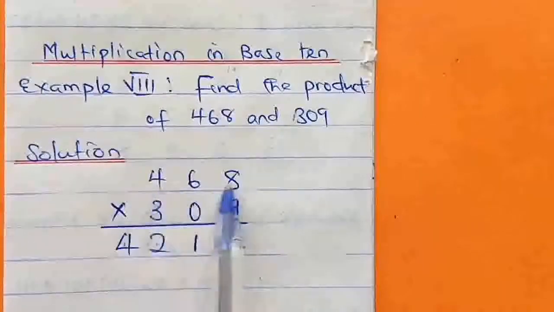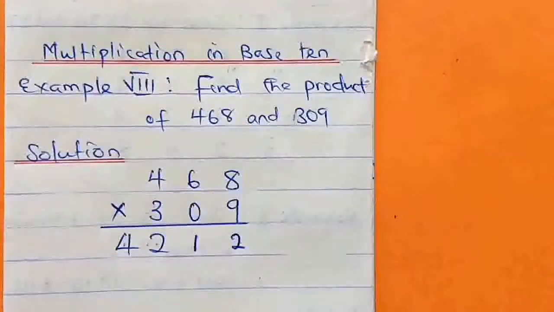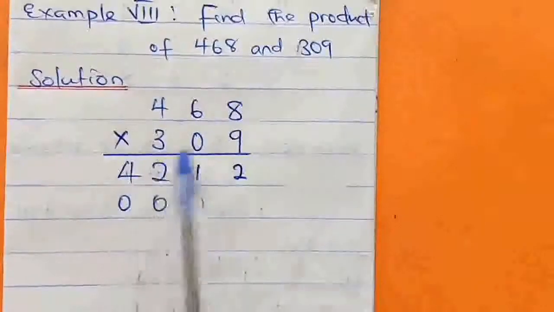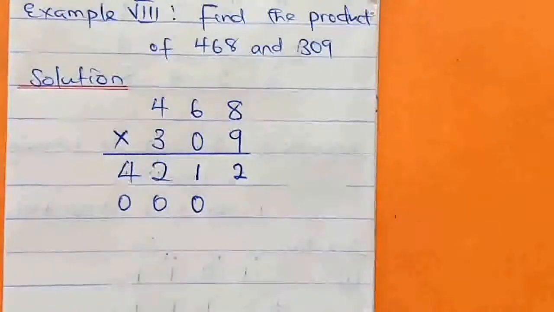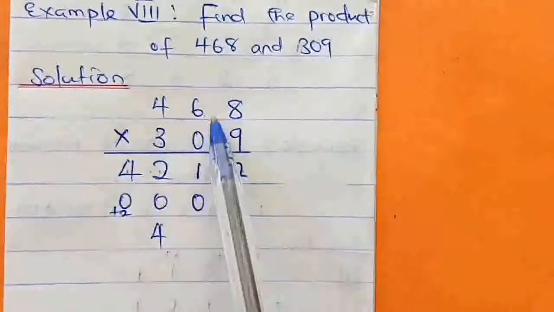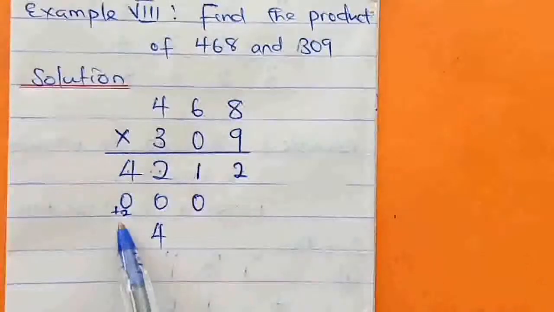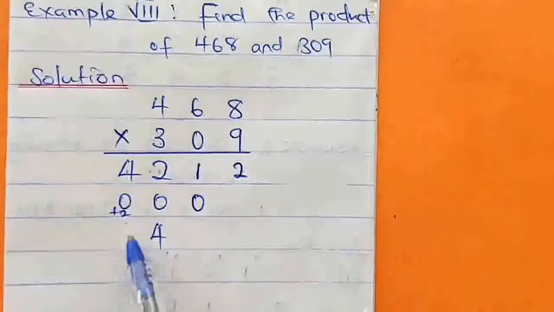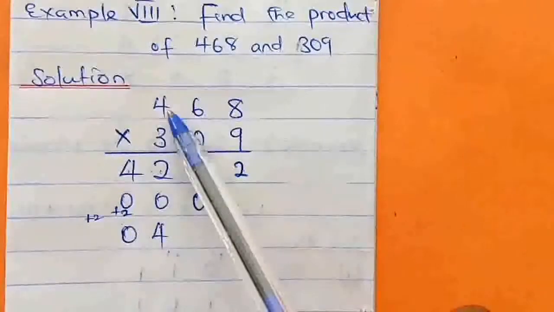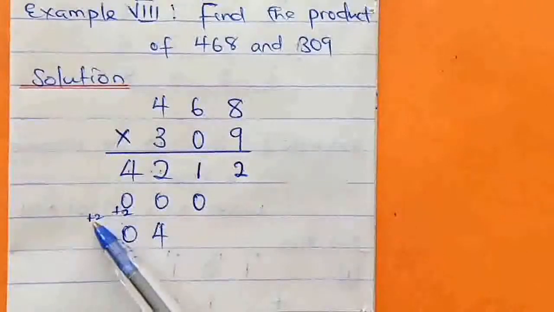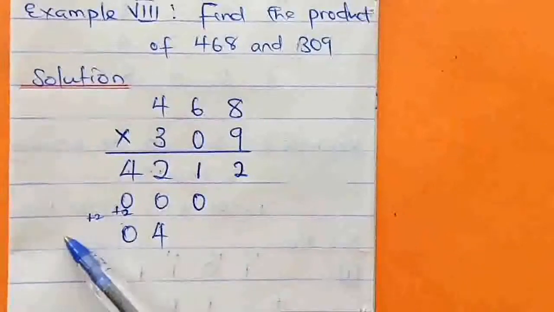0 multiplying all this will still give us zeros. Therefore, look at how it will look like. 3 multiply 8 will give us 24. We write 4, carry 2. 3 times 6 will give us 18. 18 plus this 2 here will give me 20. We write 0 here, carry 2 to the next column. 3 times this 4 will give us 12, plus this 2 here is 14. We write 4 here and 1 here.